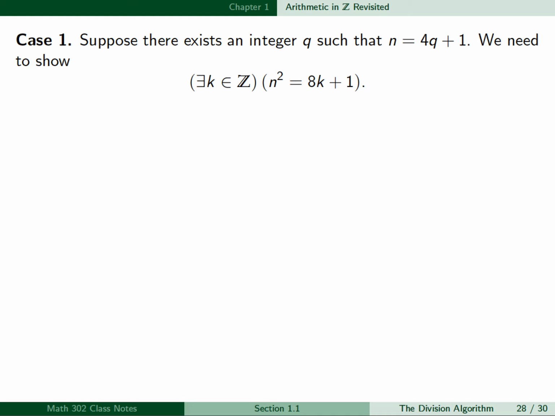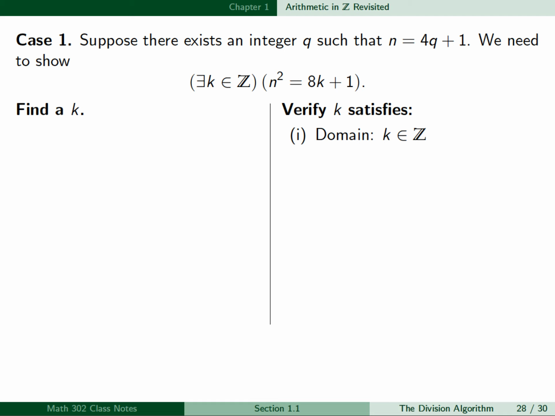So there's 2 parts to an existence proof. We need to find a k, and then we need to verify that k satisfies our conditions, namely our domain, k must be an integer, and our propositional function, which is, in parentheses, n squared is equal to 8k plus 1. So now to find a k, we're going to use our hypothesis in this case.